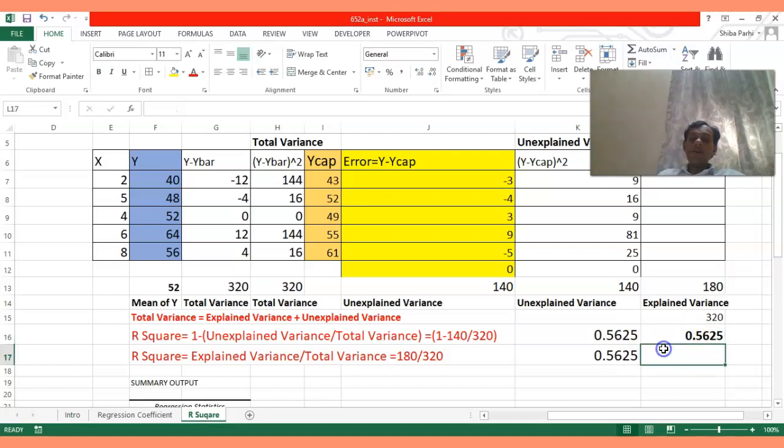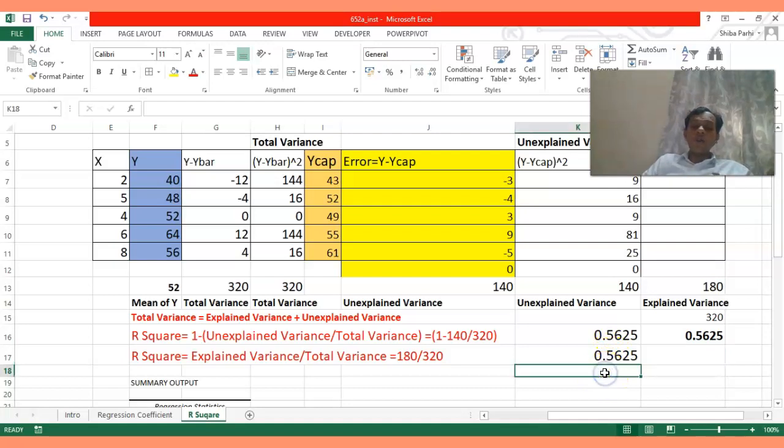But if r square is given, can you find out correlation? Yes, if r square is given, the square root of r square is correlation. But correlation can take a negative value, and can also take a positive value. So should it be positive or negative? It will take a positive or negative value on the basis of the sign of your slope or the regression coefficient.